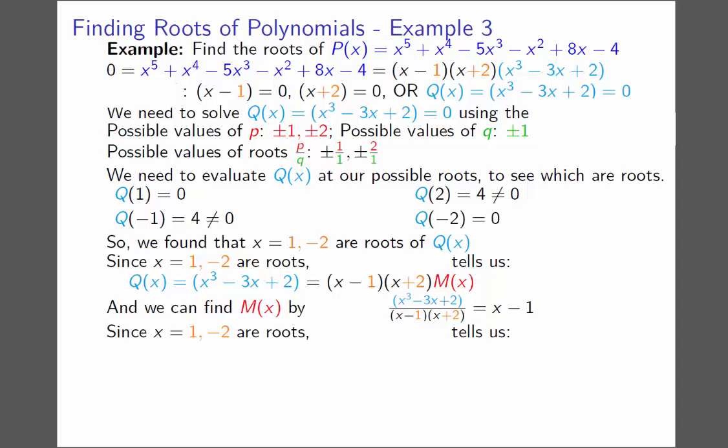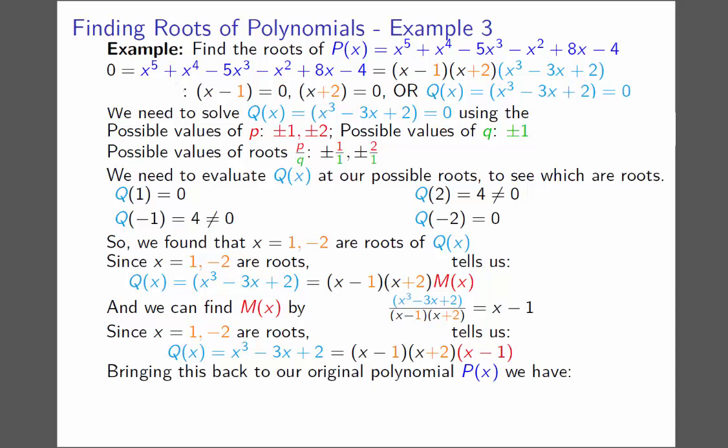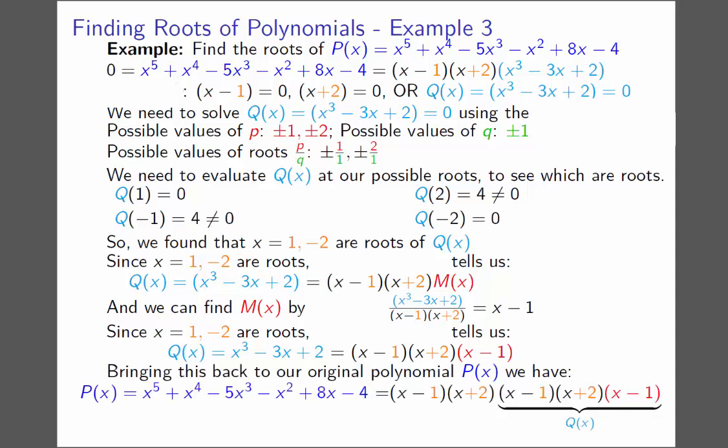Now, since x equals 1 and negative 2 are roots, the factoring theorem tells us that we can write q of x as x minus 1 times x plus 2 times m of x, which we now know is x minus 1. So q of x is x minus 1 times x plus 2 times x minus 1 again. Bringing this back to our original polynomial p of x, we can now write p of x as x minus 1 times x plus 2 times q of x, which we know is x minus 1 times x plus 2 times x minus 1 again. So we now have a full factorization of our polynomial p of x.